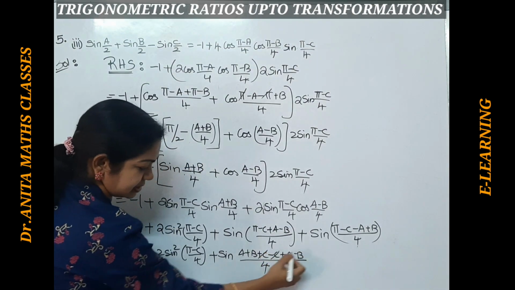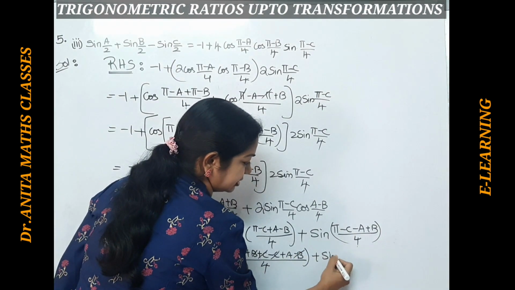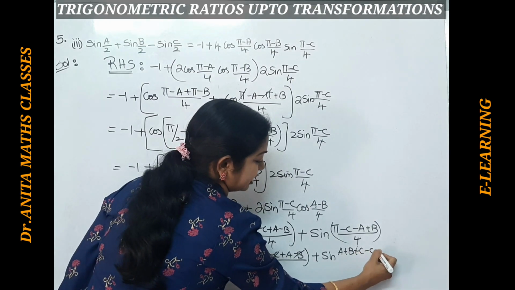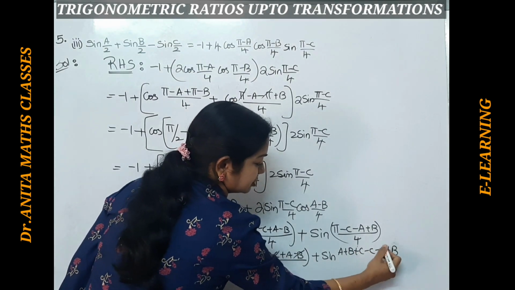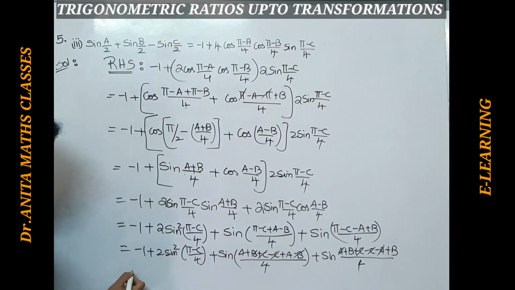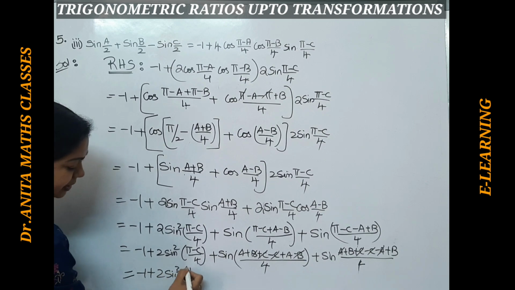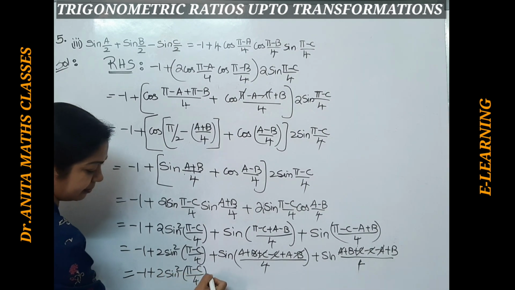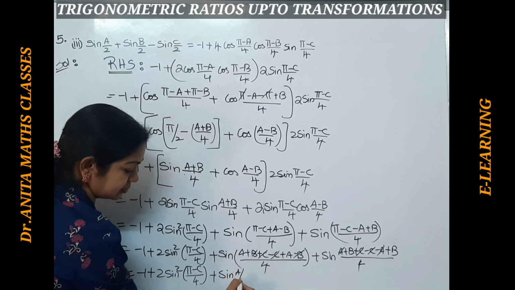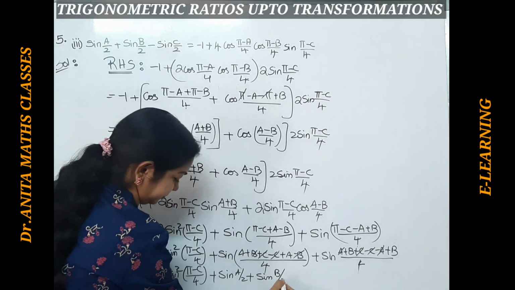So minus C plus C goes off, minus B plus B goes off. Similar way we'll write it here. Pi value, A plus B plus C minus A plus B. So AC goes off, just B remains. So if you're writing here, minus 1 plus 2 sine square (pi minus C)/4 plus sine of 2A by 4, so sine A by 2 plus sine B by 2.